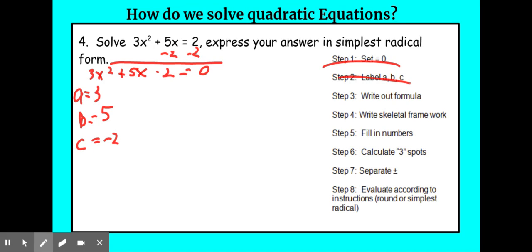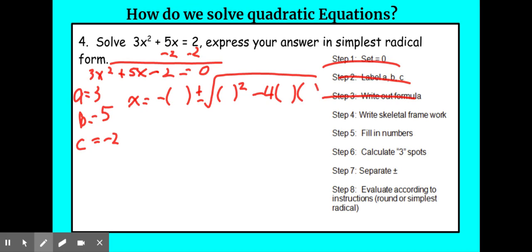All right, next we're going to write out the formula, which I'm not because I don't have enough room. But I will write the skeletal framework. You should have the formula somewhere that you could refer to. It is on the reference sheet, but it's a good thing to get written down. The skeletal framework just means write down x equals negative b, plus or minus the square root of b squared minus 4ac, all over 2a.